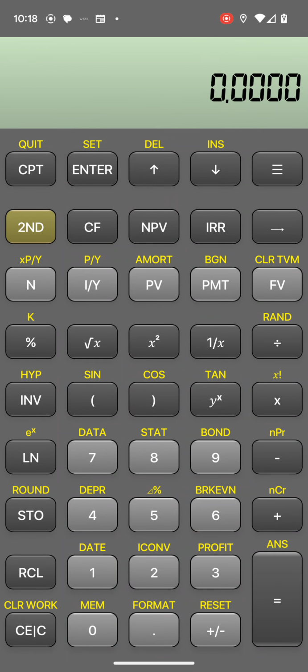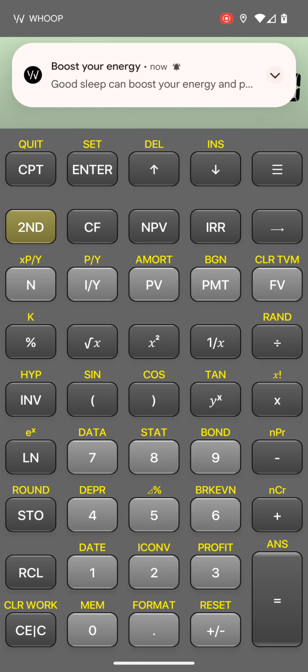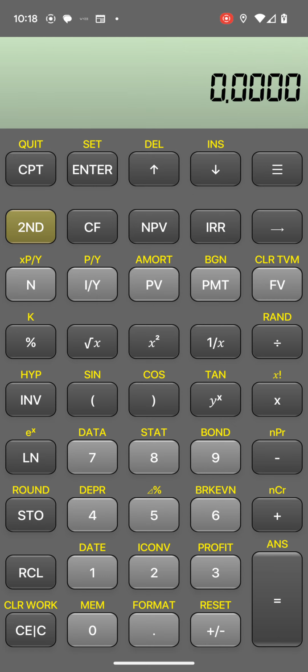Hi, so here's how to use this calculator. The trick seems to be making sure that you have the correct number in the payments per year slot, and you do that by hitting the second button and the payments per year. And so I'll show you a couple examples here.